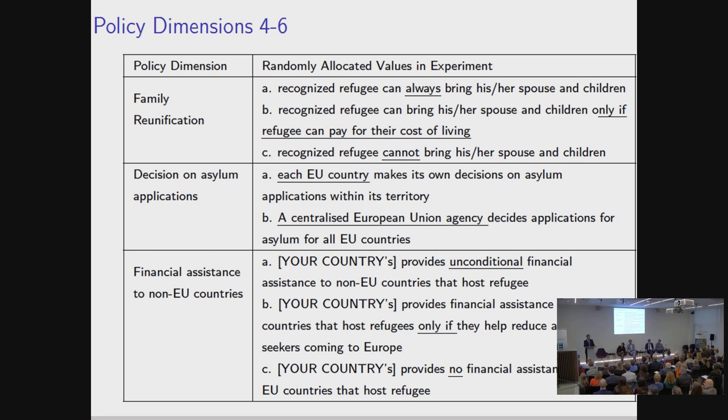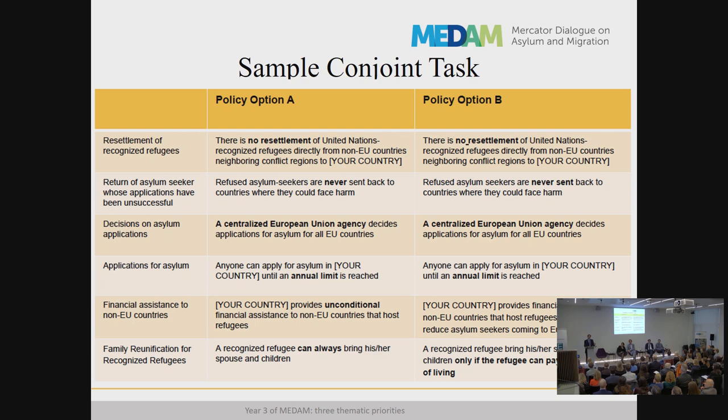And again, our goal was not to find out whether or not people support these very specific policies. The idea is to get behind the principles. Is there support or not for moving away from the principle of non-refoulement, for example, of whether or not people should be sent back to dangerous places? So these are the dimensions, and that's an example of a conjoint task.